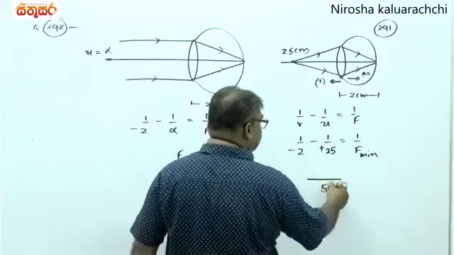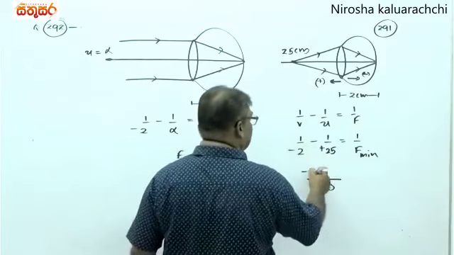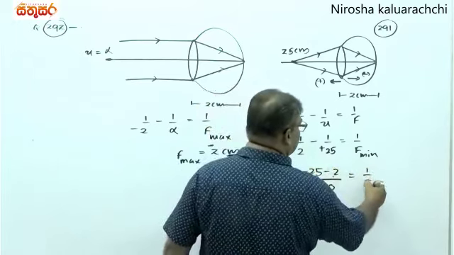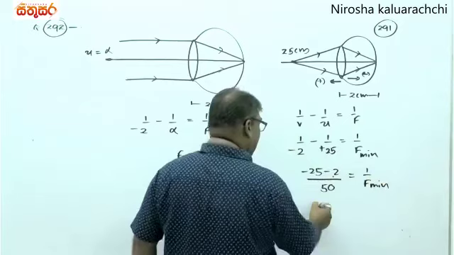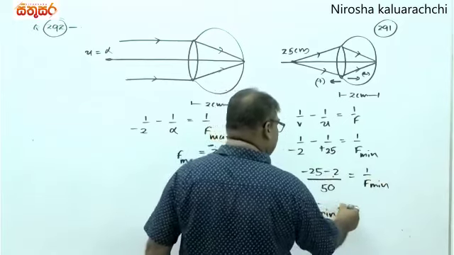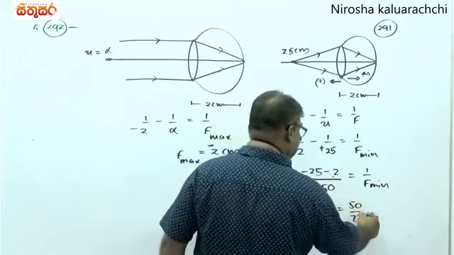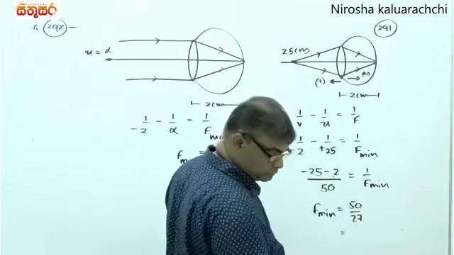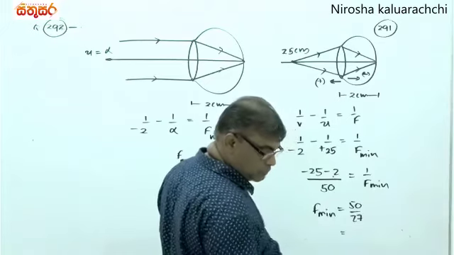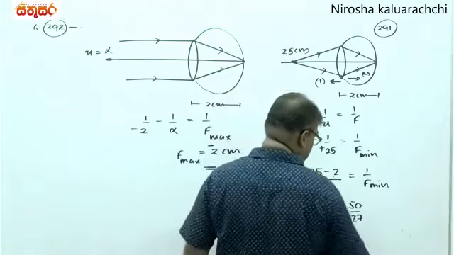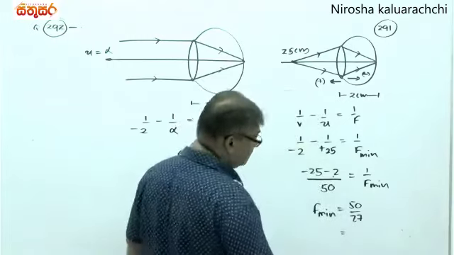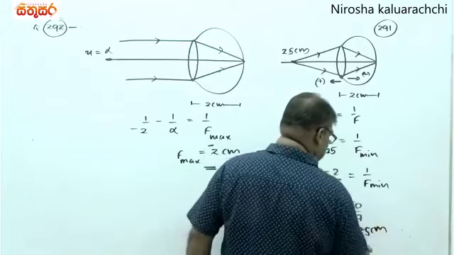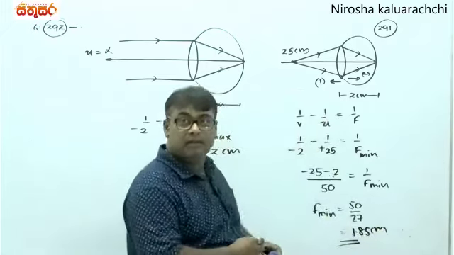The common denominator here is 50. 50 over 25 minus and minus 2 equals 1 over f minimum. So you will have the minimum focal length value 50 over 27. Done. 50 over 27 is 1.85 centimeter. This could be the minimum focal length. Done. Right.